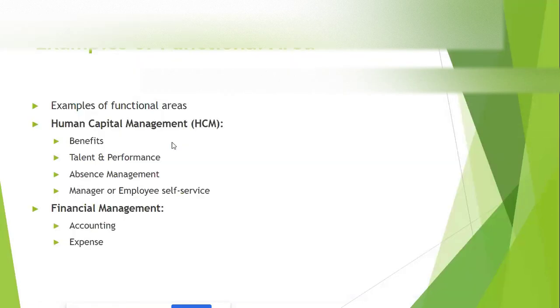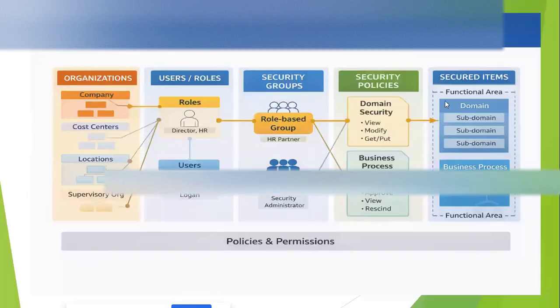Now I'll go back to the diagram that we are following. In the last class we saw a few of the functional areas, and I gave you an assignment to go through any three functional areas and check the domains. These are the subdomains, which are the different child items under that particular domain.